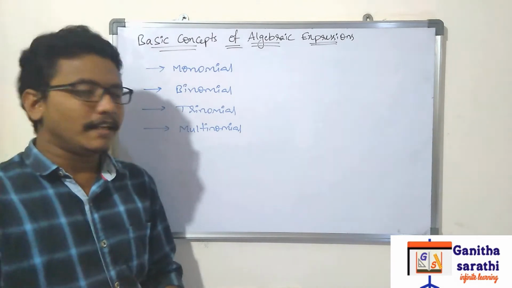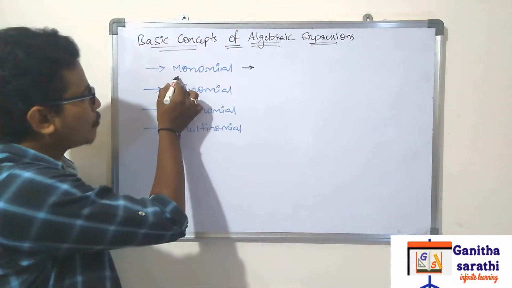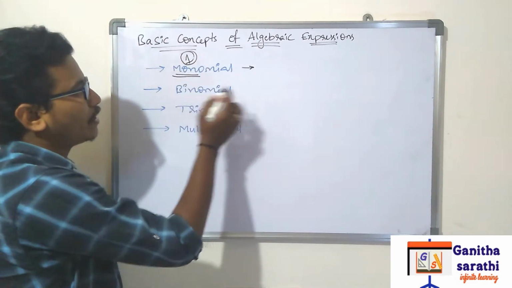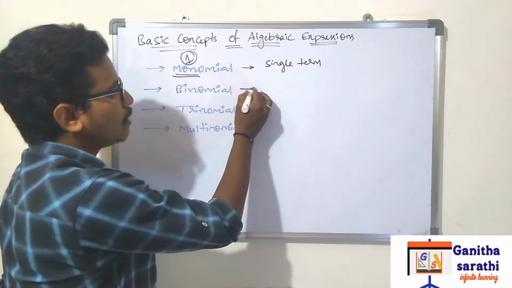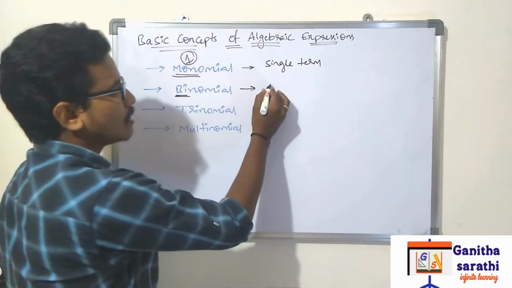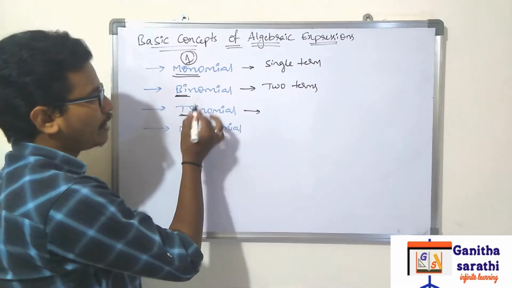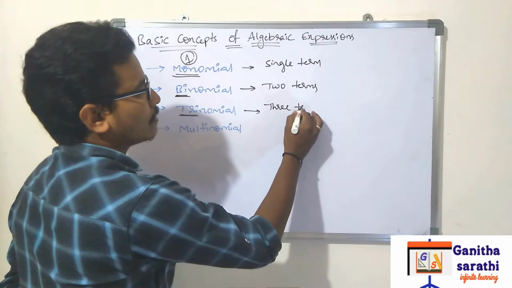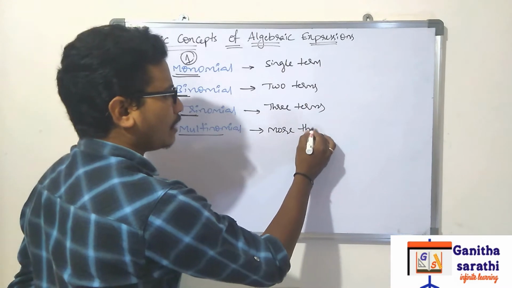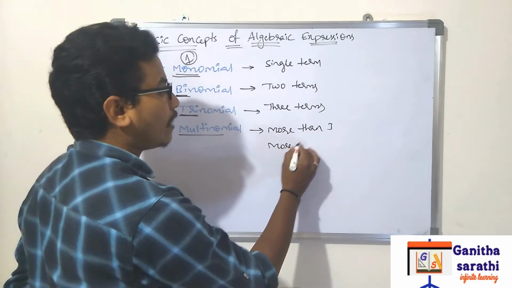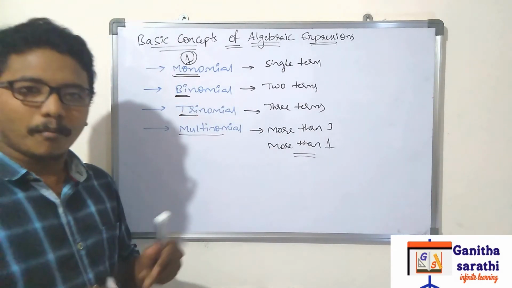Okay, so listen here, monomial. In the word itself it is there: mono means one, means single. It contains a single term. Binomial means the same; see here, bi means two, it contains two terms. Trinomial, tri means three, so it contains three terms. Next, multinomial means more than three. See, multinomial you can take more than three, more than one also, it is multinomial only.